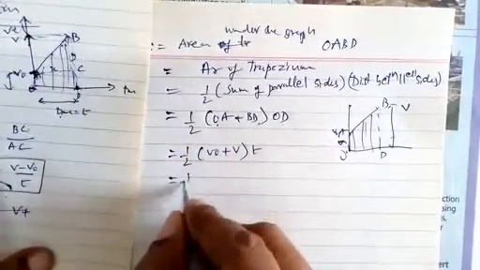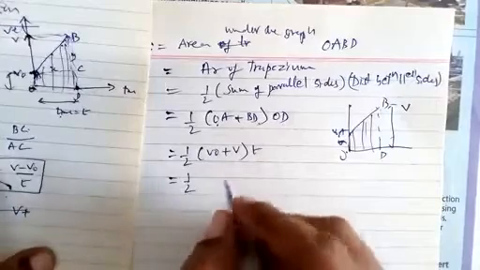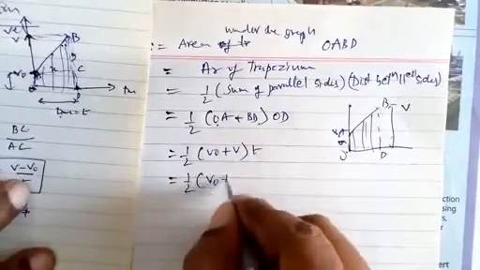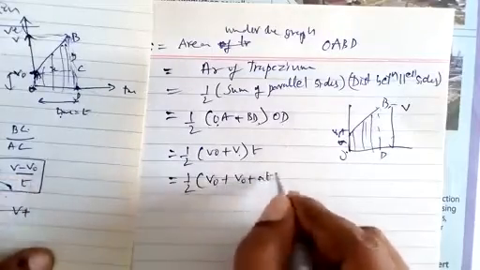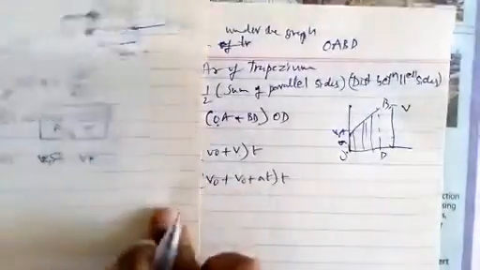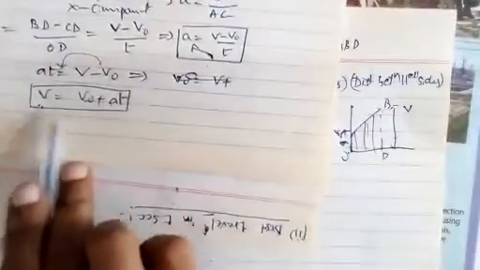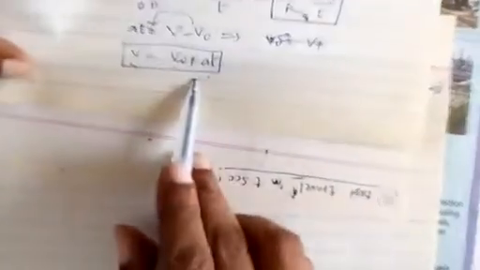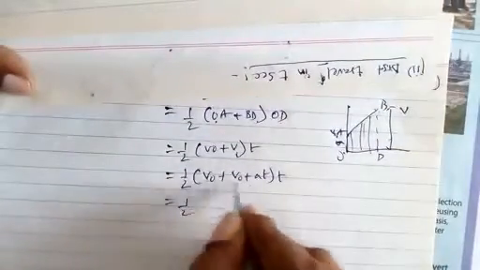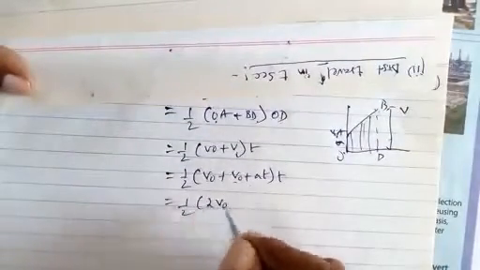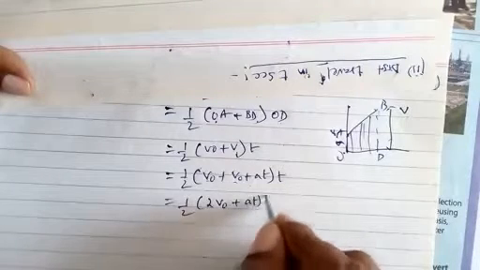That is equal to half into, what do we do? We have V0 plus, from the first equation, what is V? V equals V0 plus aT. We have just now derived it. So in place of this V, I am writing this formula. See, half into V0 plus V0, that is 2V0 plus aT, into T.